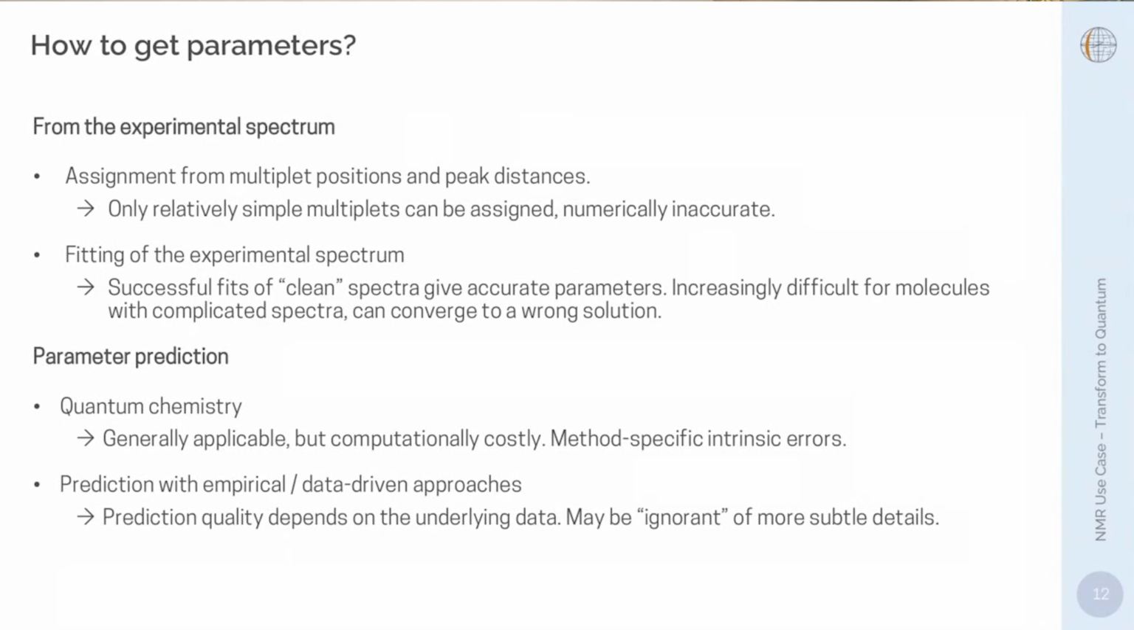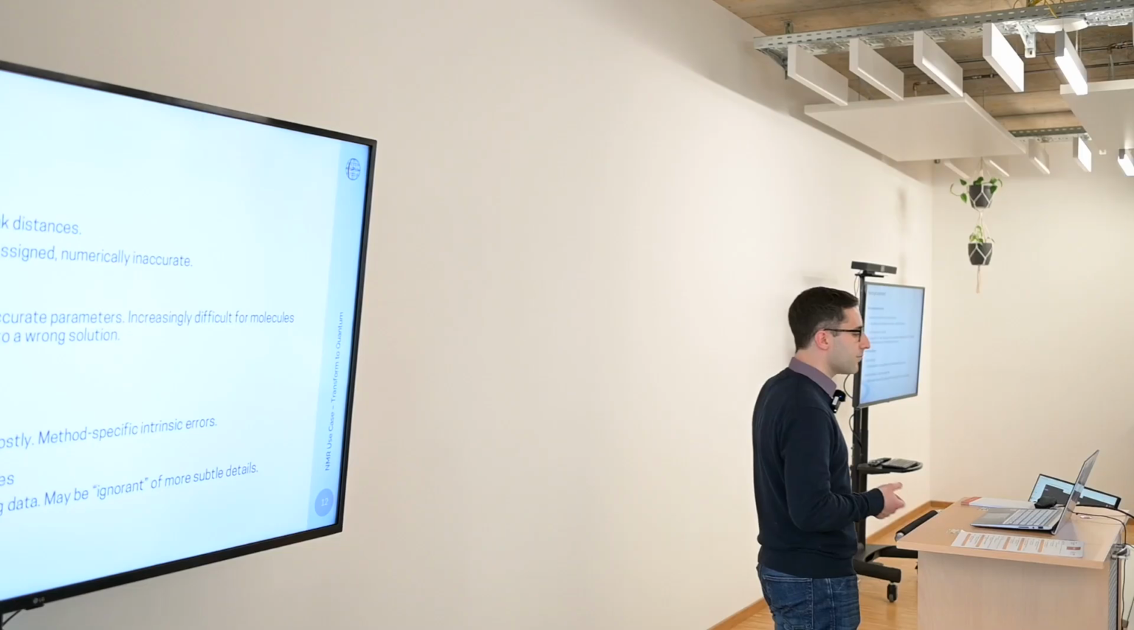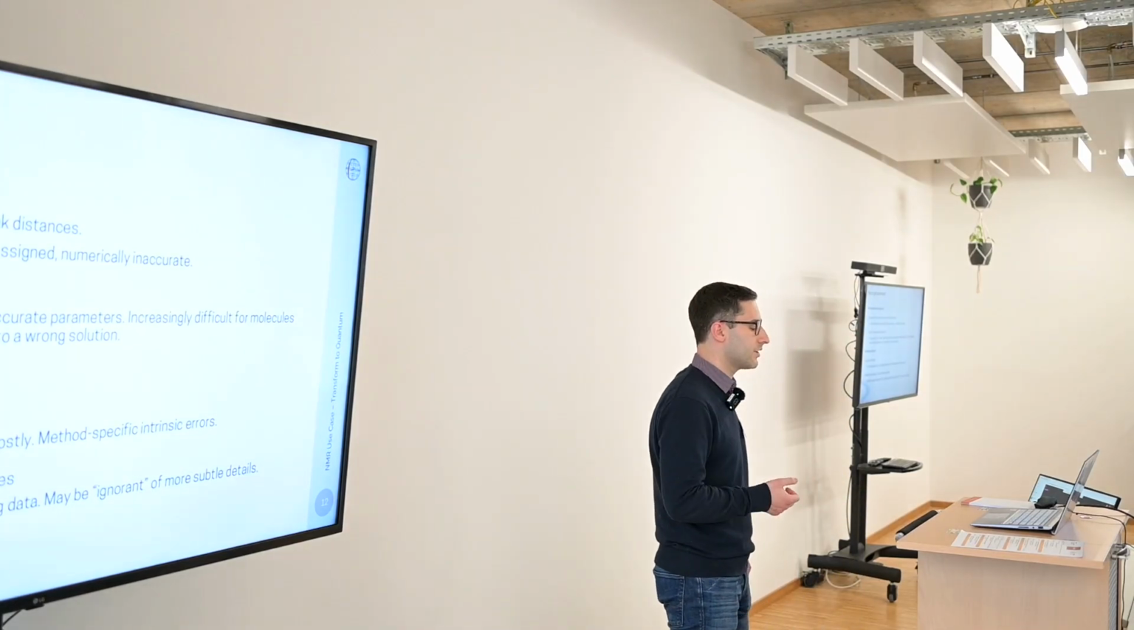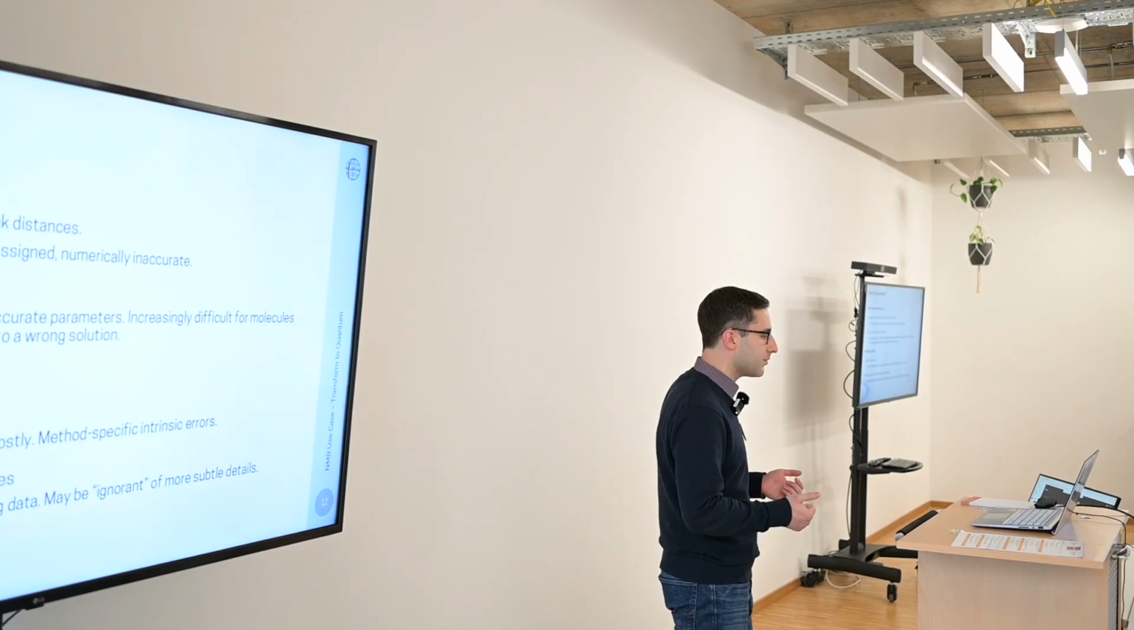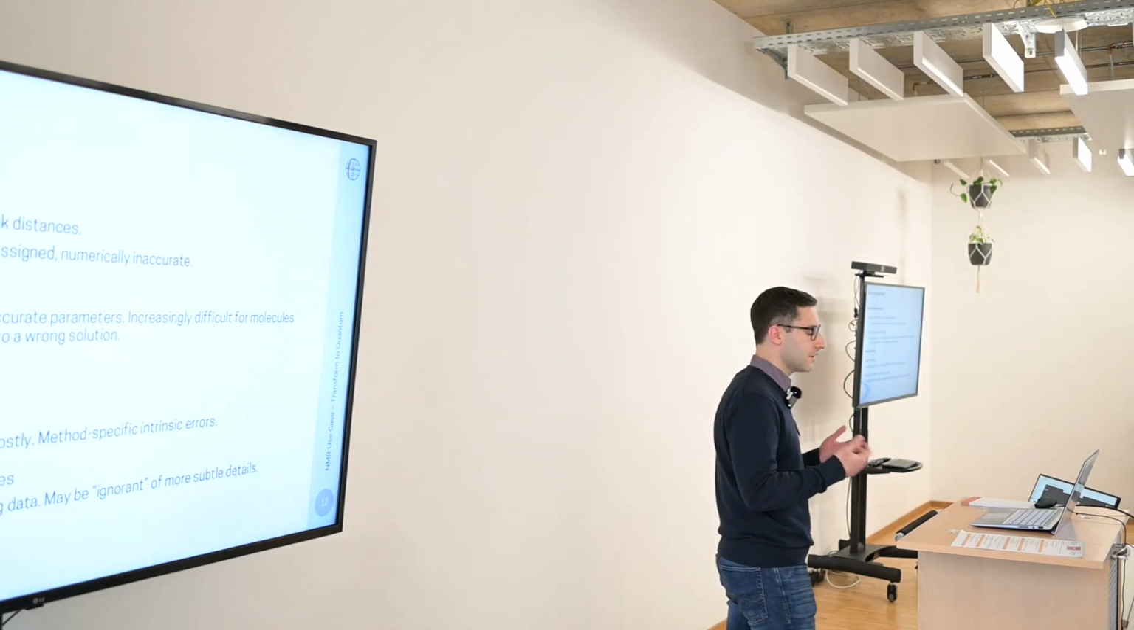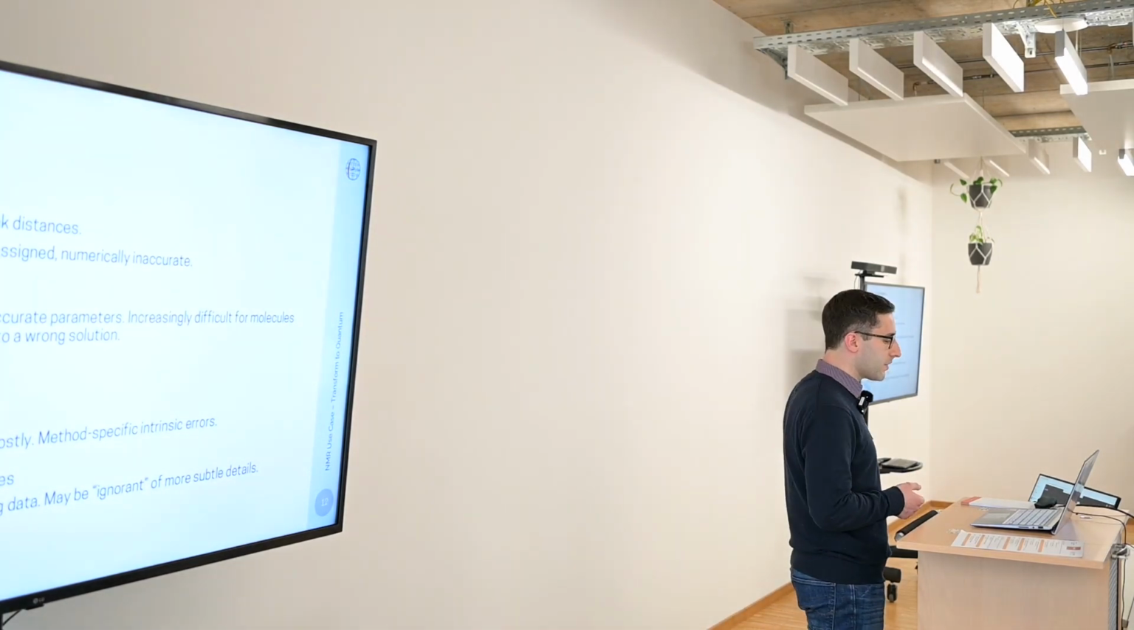If you want to go about it rigorously, you can try to fit them. That may work out. It may sometimes not work out. It can also converge to a wrong solution, but this would in principle give you very accurate parameters. If you have a relatively simple spectrum such as propofol, you could also just go ahead, measure the positions of the multiplets, measure the distances between the peaks, and at least get an estimate of the parameters. That would work even worse for complicated molecules.